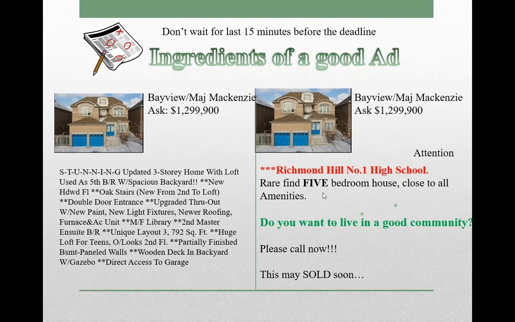Next one, remember what is next one? It's the interest. People really want to know more information. I will write down, "Rarely find 5 bedrooms house close to all amenities." Most houses only have 4 bedrooms or 3 bedrooms, but this is 5 bedrooms. Maybe some big families need more bedrooms, so that's why I put the second one. It's called the interest. It's really rare to have 5 bedrooms.